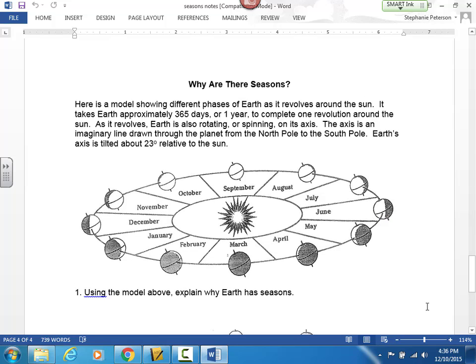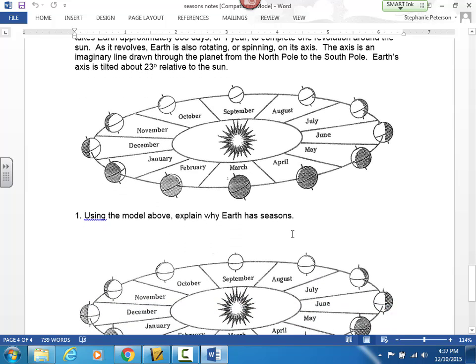Last page. Why are there seasons? Here is a model showing different phases of Earth as it revolves around the sun. It takes Earth approximately 365 days or 1 year to complete one revolution around the sun. As it revolves, Earth is also rotating or spinning on its axis. The axis is an imaginary line drawn through the planet from the North Pole to the South Pole. Earth's axis is tilted about 23 degrees relative to the sun.